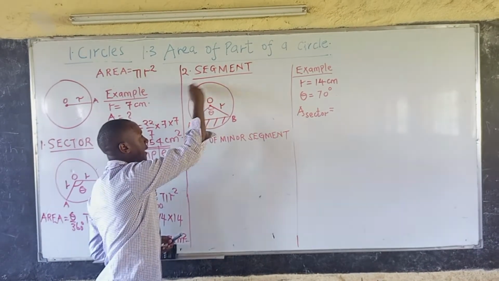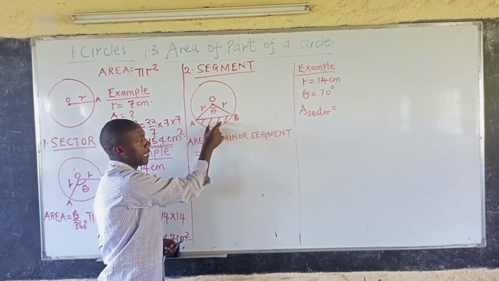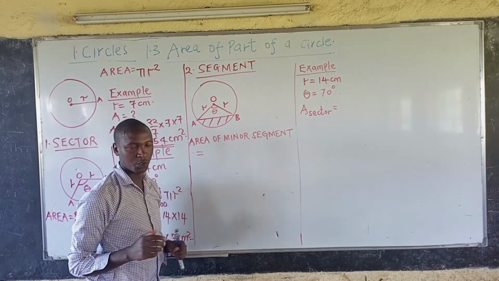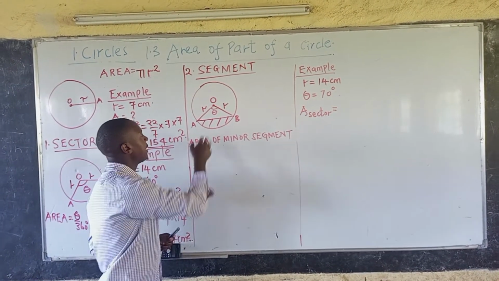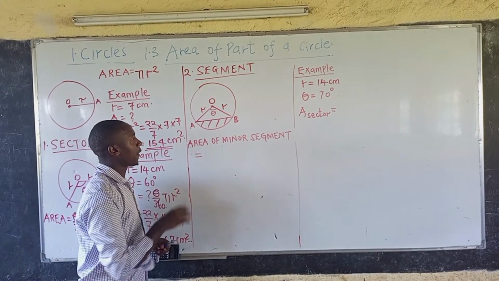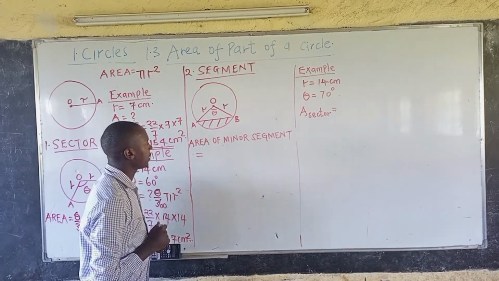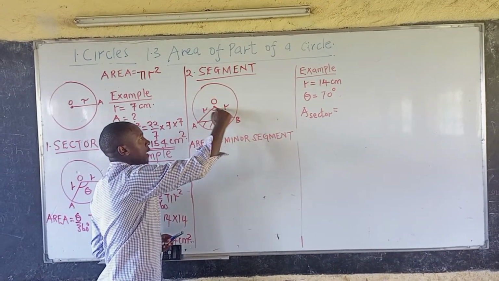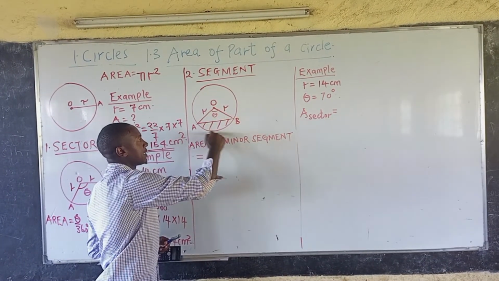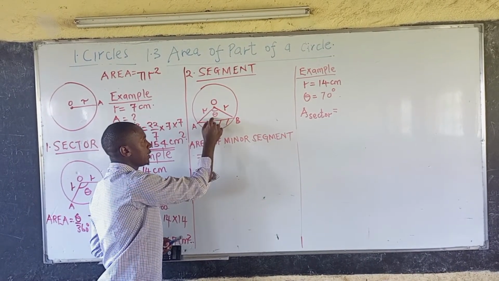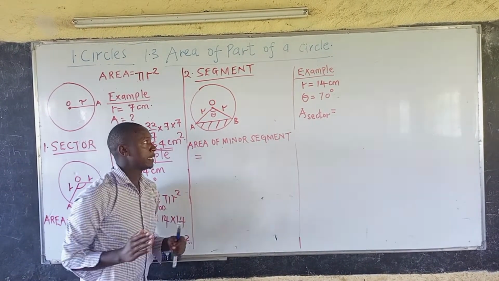So how do we find the area of the shaded region? In this case, the area of the minor segment. That is what we want to look at. To find the area of the segment, we are going to consider two things. The first, we're going to consider a sector. So we have two radii meeting at a point, they form a sector, and those two radii obtain an angle of theta to the circumference.